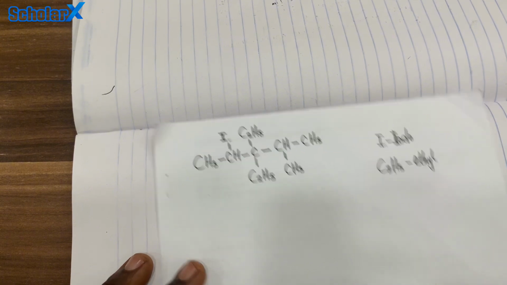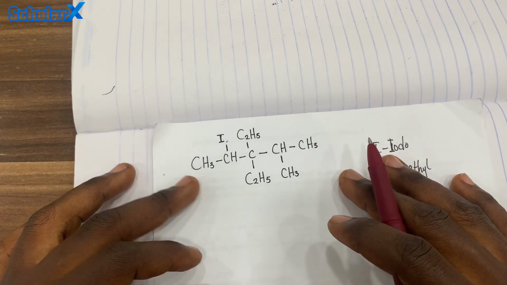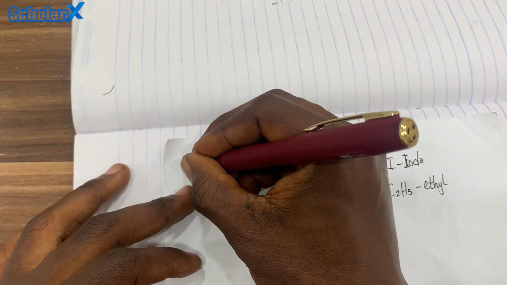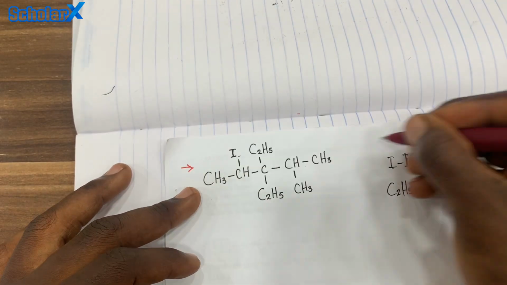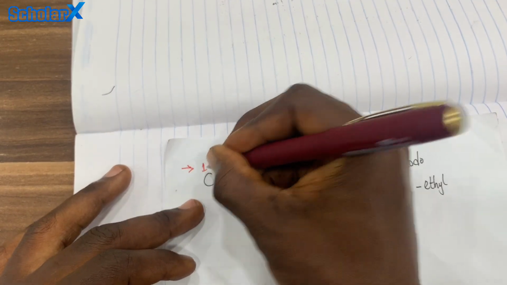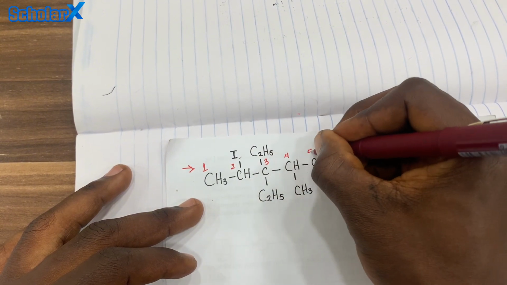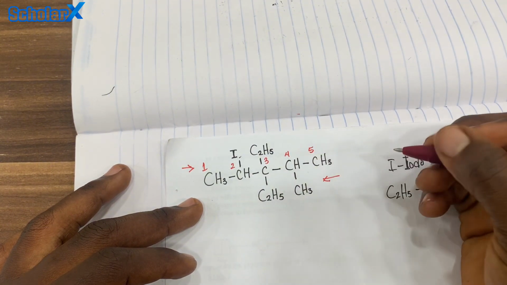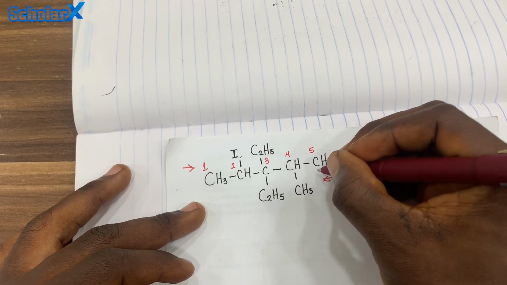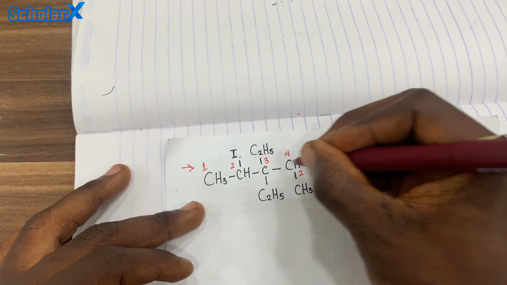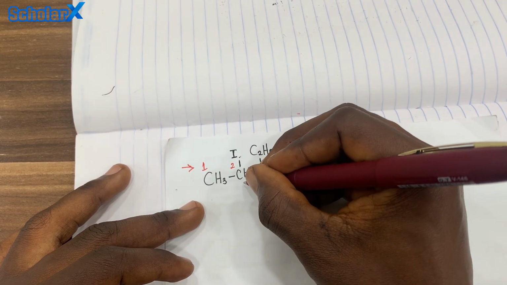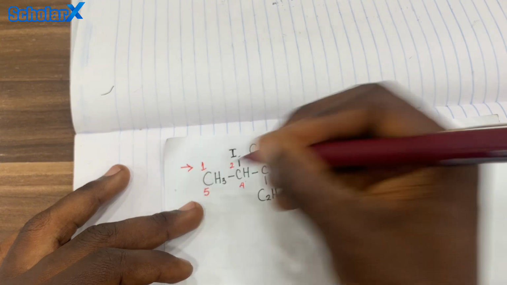So let's continue. So now, what do we do first? We look at our numbering. All right, let's move right and see. So if we're moving right, this is going to be our first carbon, this is going to be our second carbon, it's going to be our third carbon, this is going to be our fourth carbon, this is going to be our fifth carbon. If we're moving left, all right, this is going to be our what? First carbon, second carbon, third carbon, fourth carbon, and fifth carbon.